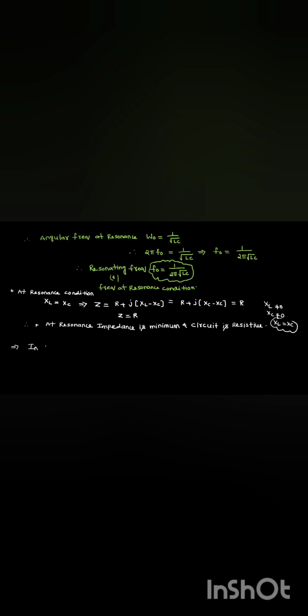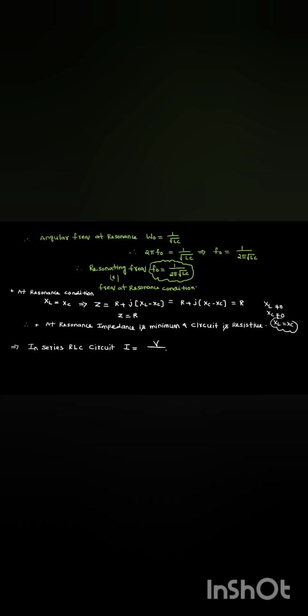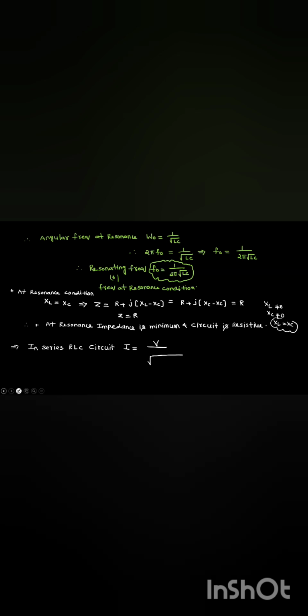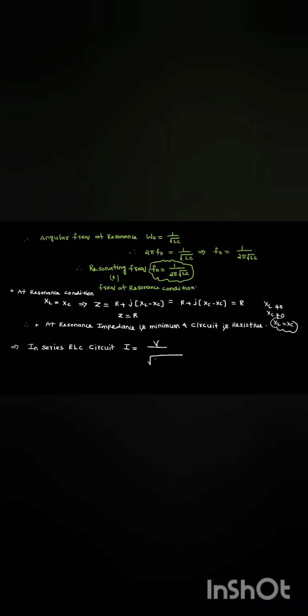In a series RLC circuit, if you write the current in this circuit, let this current be I. How can you write the current? I equal to V by square root of R square plus XL minus XC whole square. That is I equal to V by Z, where Z is the square root of R square plus XL minus XC whole square. This is the current.